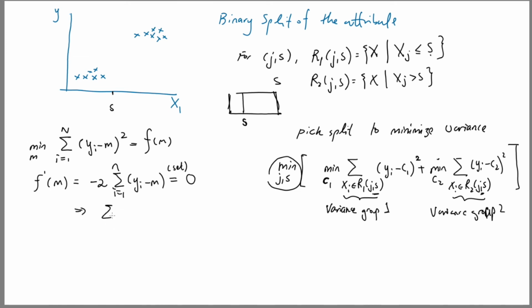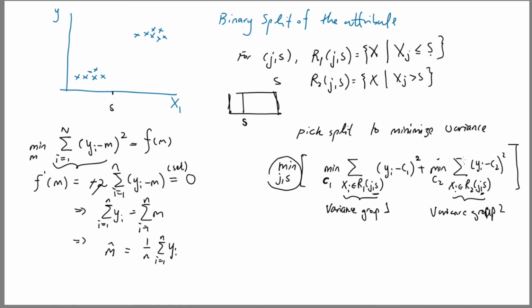Then you can get rid of the -2 and move the m to the other side. This shows us that m hat is equal to 1 over n times the sum of the yi's. So what I'm saying is that if you're trying to minimize the sum of squares, the minimizer is the mean. Another way of thinking about the average value is that it's the value that minimizes the sum of squares from that point.